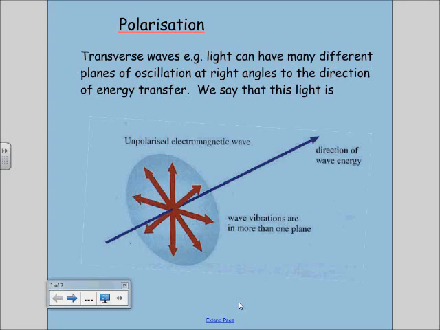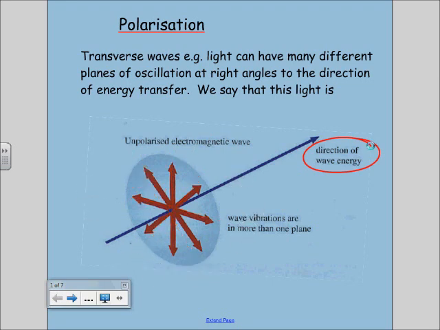Polarization. Transverse waves, for example light and other forms of electromagnetic waves, and other transverse waves too, mechanical ones as well, can have many different planes of oscillation at right angles to the direction of energy transfer. So there's the direction of energy transfer. Over here we've got these different arrows indicating different angles at which the transverse wave could be oscillating.